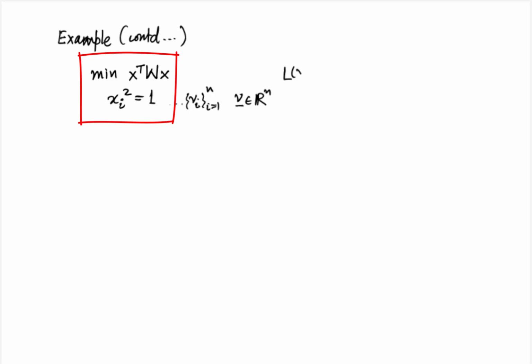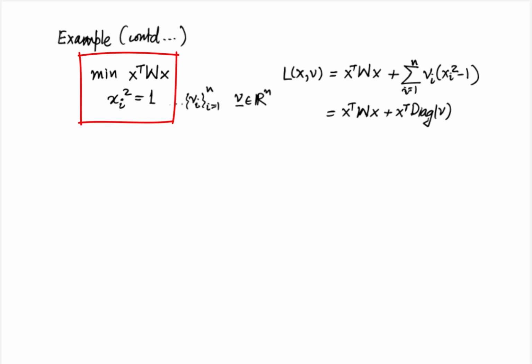Then the Lagrangian can be written as L of x comma nu equal to x transpose Wx plus the sum over i from 1 to n of nu_i times (x_i squared minus 1). We can write the second term in the standard quadratic form as x transpose diag of nu x. You can see this by writing it out and multiplying them. The last term can be written as minus 1 transpose nu, and the first term remains the same.